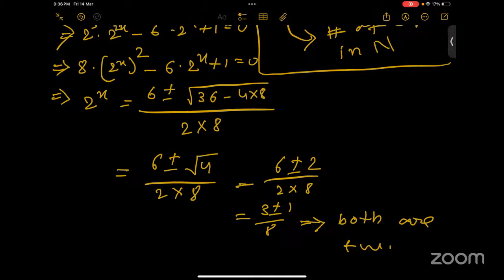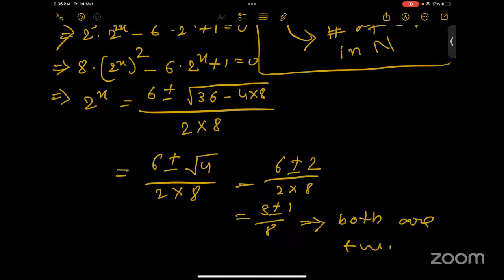Okay, 2 power x, the range should not be negative. For an exponential function, the range is always positive, right? So 2 power x, we have to get a positive number because both the roots are positive, so we can take both the roots as a solution. But if there was something negative, then we have to exclude it.